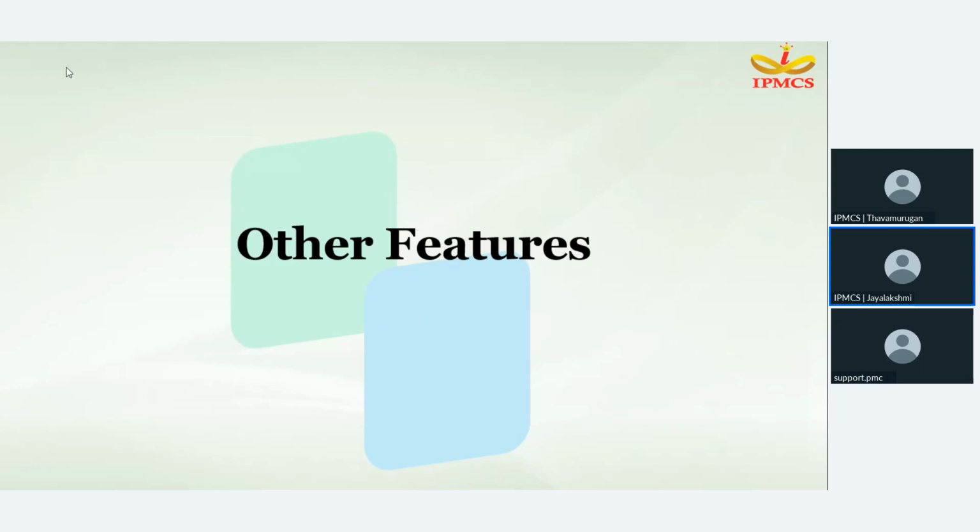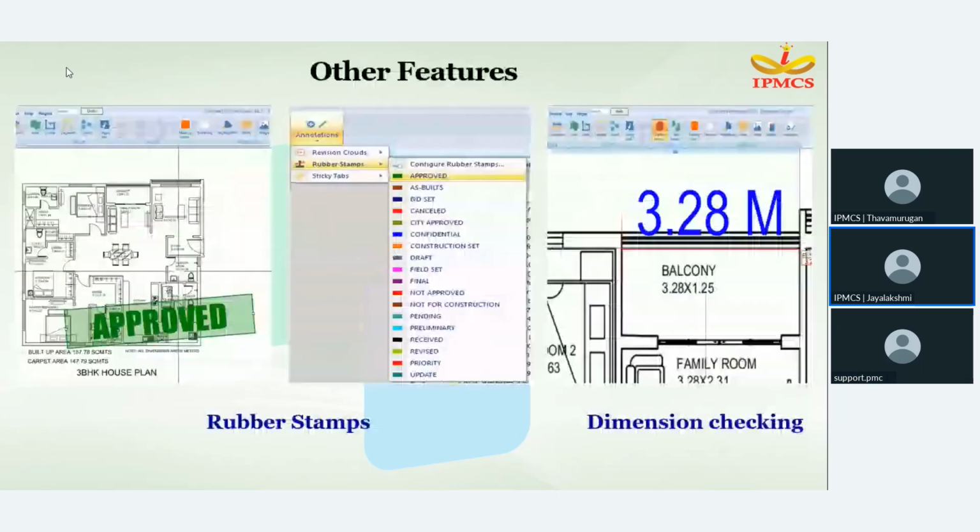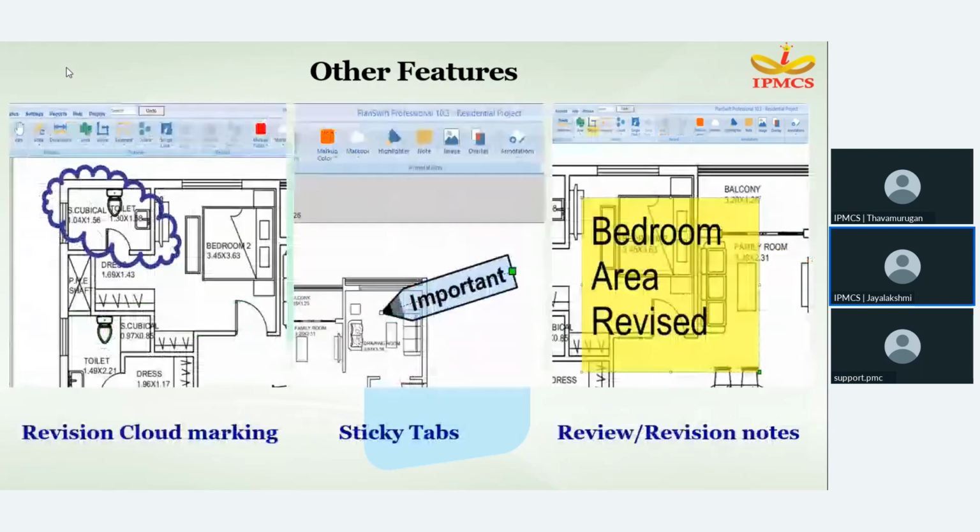The other features of PlanSwift are that we can use rubber stamps for drawing revision or drawing approval, etc. Then you can check the dimensions once the drawing is scaled. Any dimension can be measured from PlanSwift. Then you can use revision cloud marking. There are sticky tab options and also revision notes.